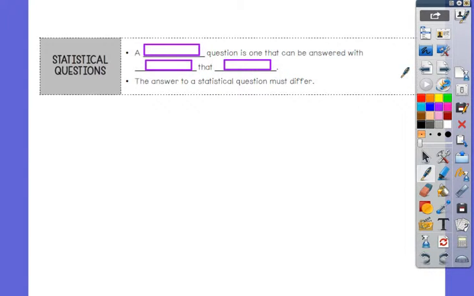All right, a statistical question. A statistical question is one that can be answered with data that varies. So if I told y'all to raise your hand if you're riding the bus home today, go ahead. Okay? Quite a few of you. You can put your hand down.